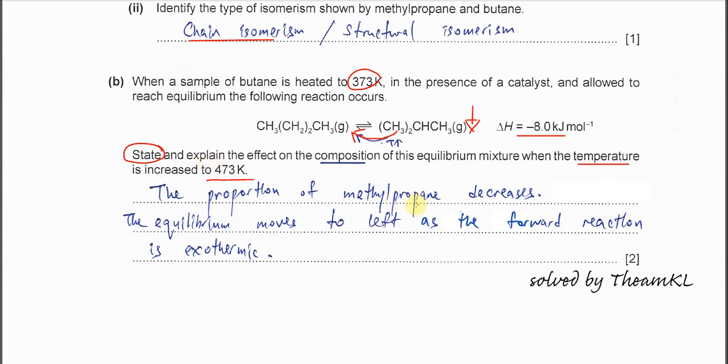So the proportion of methylpropane decreases, because now it shifts to the left. This methylpropane is lesser, and the equilibrium moves left because the forward reaction is exothermic. It shifts left because the forward reaction is exothermic, which means when it shifts left it is endothermic, it can absorb the heat and lower the temperature.